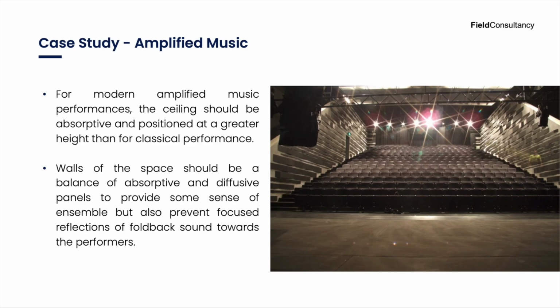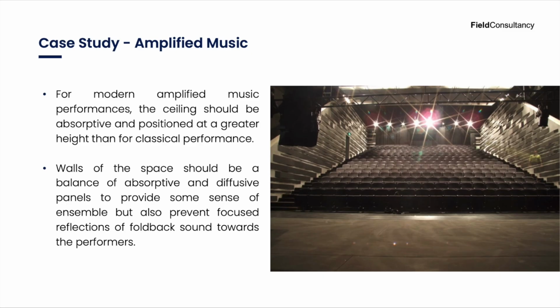The walls, therefore, should be a balance of absorptive and diffusive panels to provide some sense of ensemble, but also prevent those focus reflections of fold-back sound towards the performers. In the example space on the right-hand side here, we have diffusive panels on the side walls, and we have some absorptive material along the rear wall here to prevent the late reflection of loudspeaker sound back towards the audience.